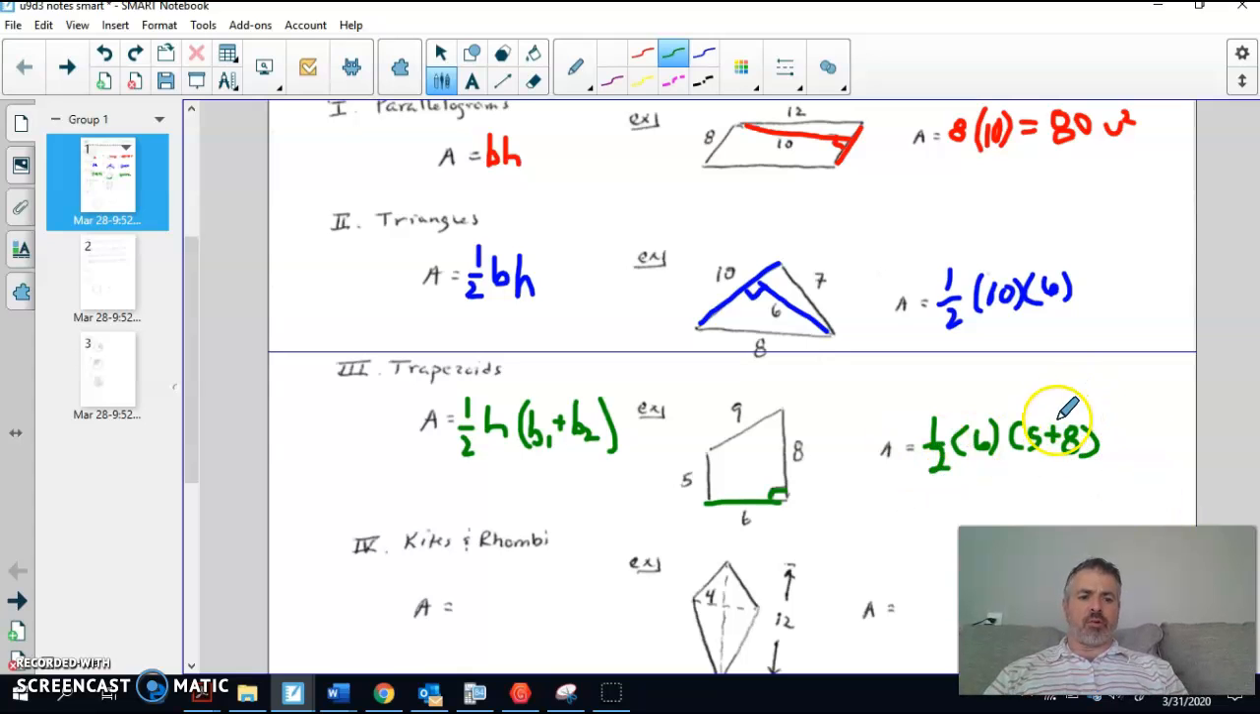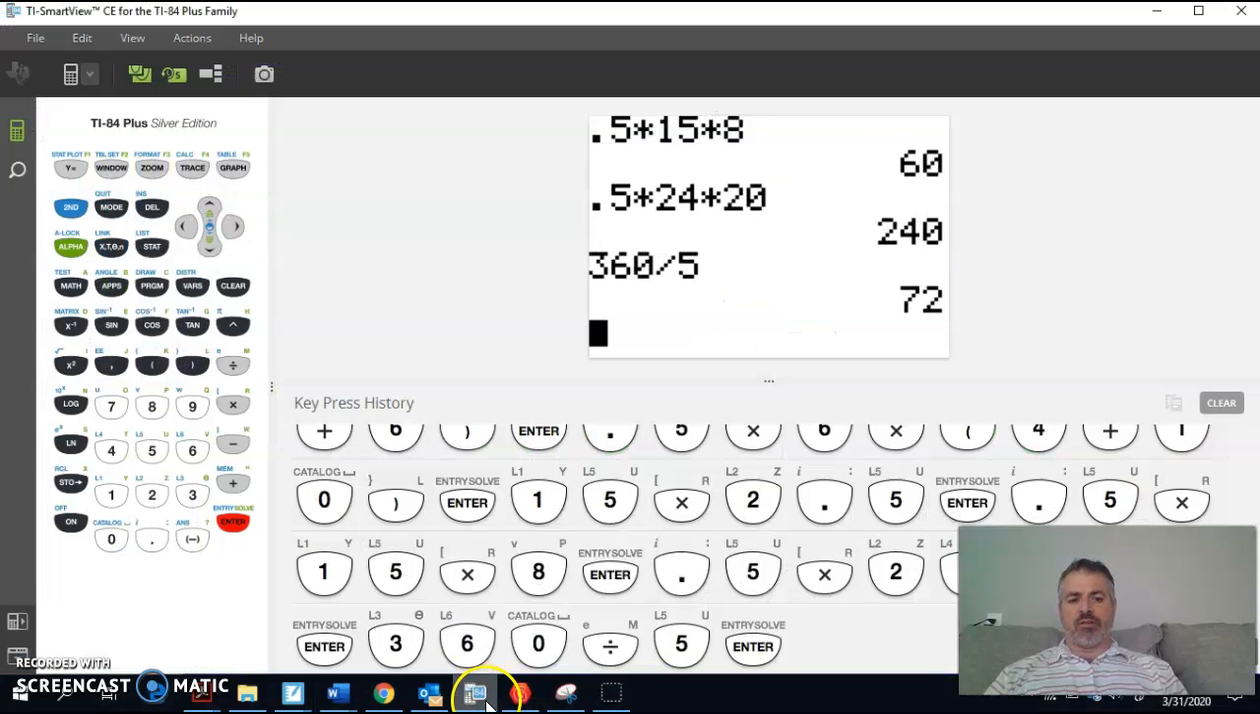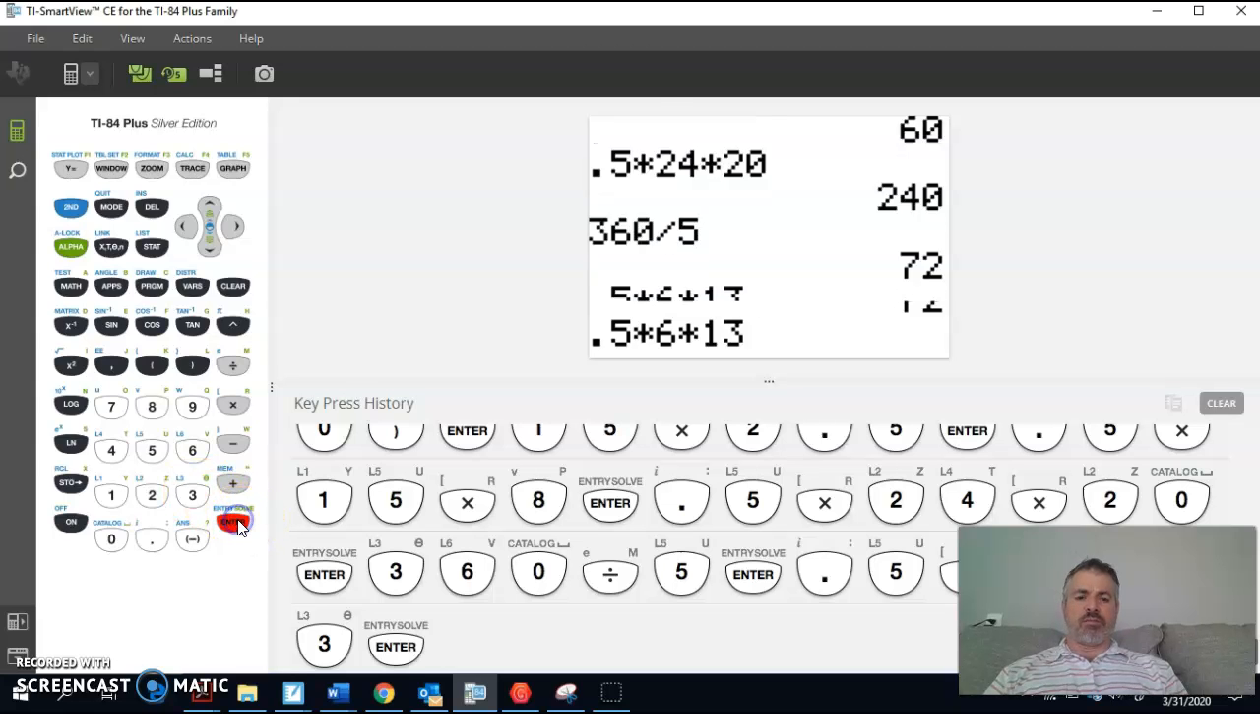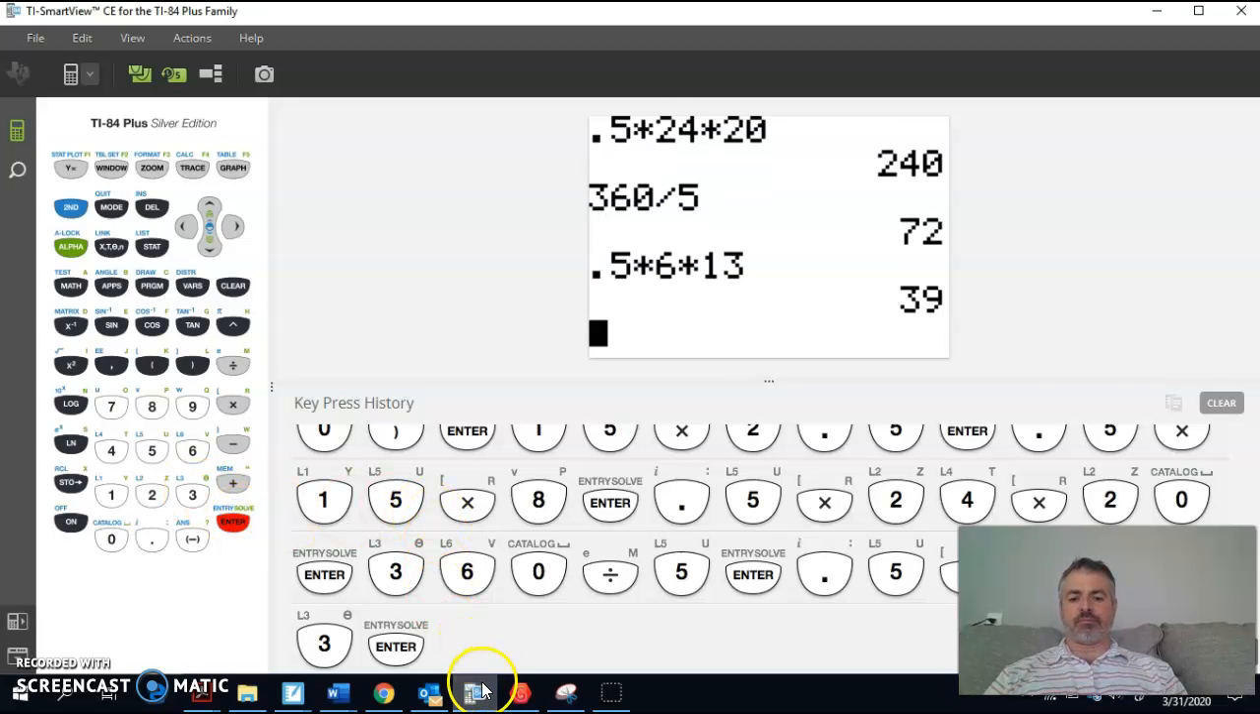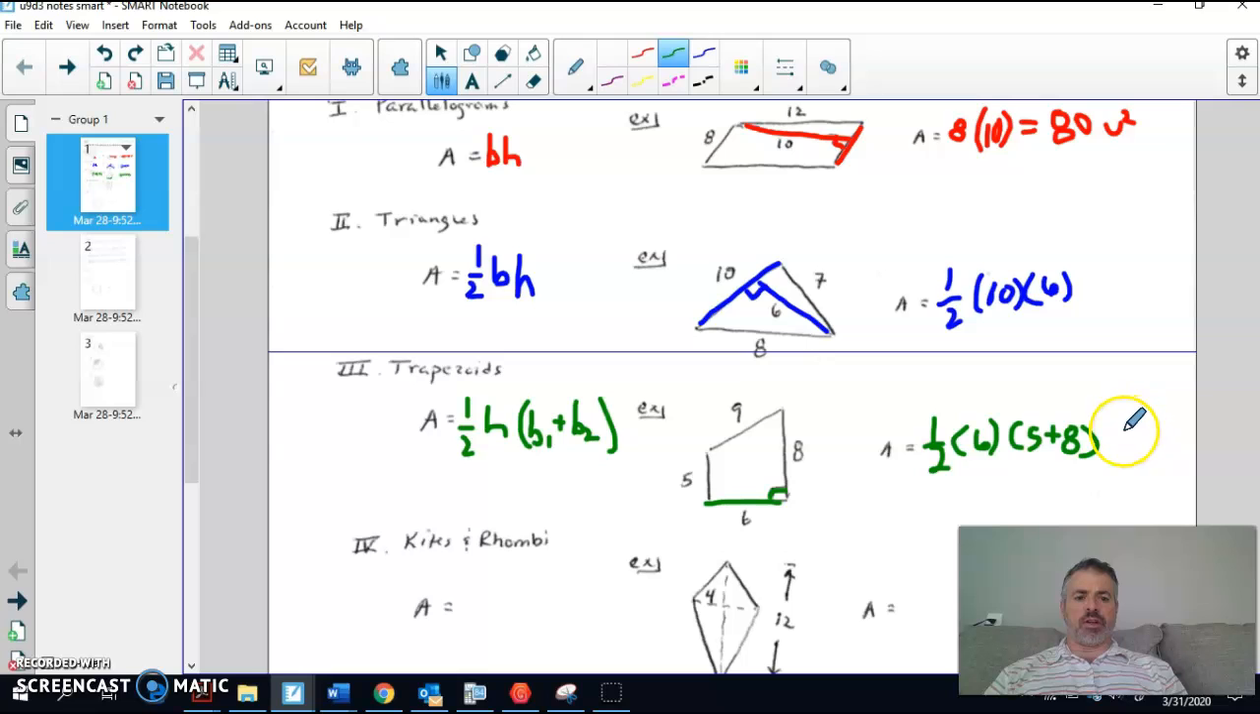So then on my calculator, what, 8 plus 5 is what, 13? So I would do 0.5 times 6 times 13 on my calculator. 0.5 times 6 times 13. And that works out to be 39. So this is 39 square units.